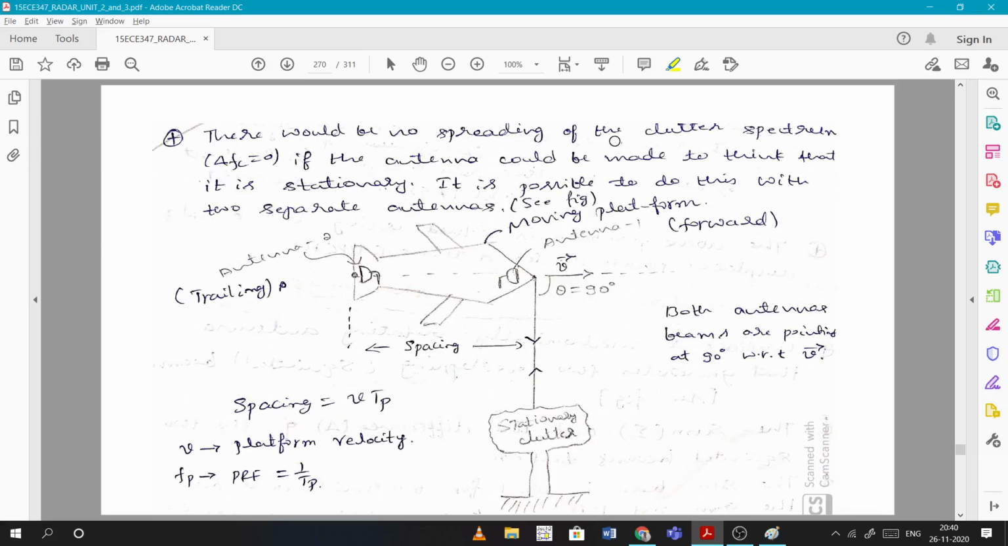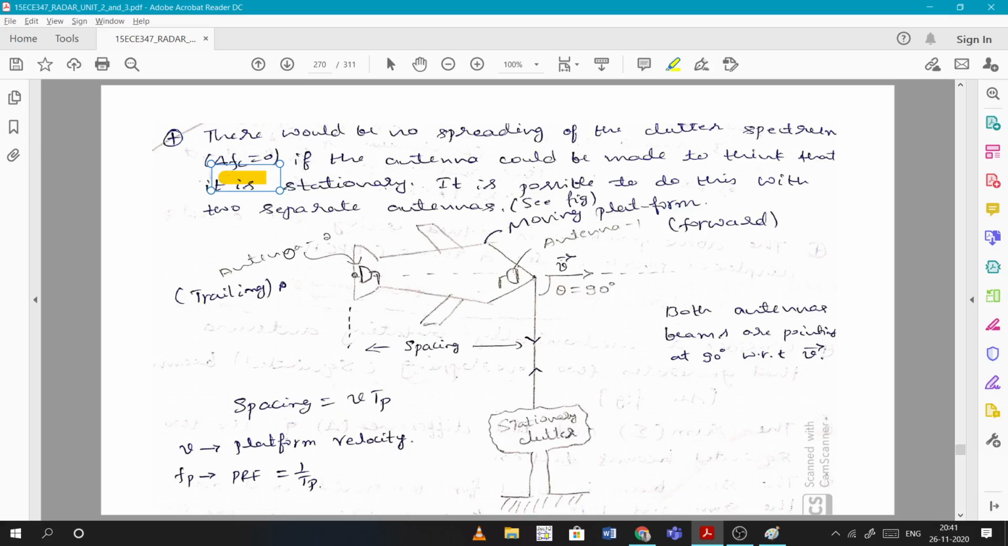So there will be no spreading of the cluster spectrum when delta FC is 0. That is what we saw previously, right? So we'll get delta FC as 0 when theta is equal to 0. So if the antenna would be made to think that it is stationary, it is possible to do this with two antennas. What was happening previously is, as the antenna is moving, the angle theta is varying. That's why this is happening. So even if the antenna is moving in the real world, if we make it think that the antenna is not moving, then we will get this condition.